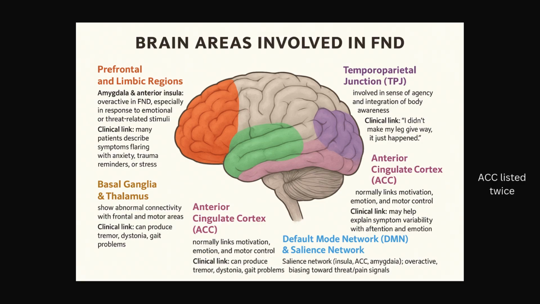Brain areas involved in FND that we'll be exploring in this video include the prefrontal and limbic regions, the basal ganglia and thalamus, the anterior cingulate cortex, the temporoparietal junction, or TPJ, and the default mode network and salience network.